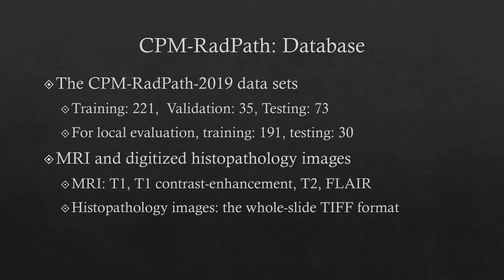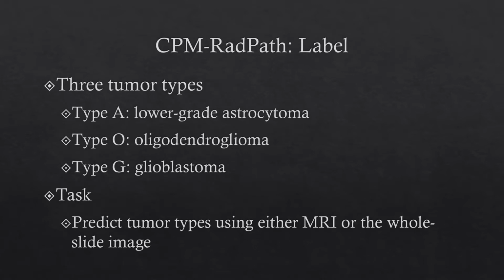The CPM-RadPath 2019 database consists of 221 certified and 73 subjects for training, validation, and testing stages respectively. For local evaluation, we select 191 datasets for training and 30 for testing. From each dataset, we have 3D whole brain MRI, including T1, T1C, T2, and FLAIR images, and a whole slide histopathology image. In addition, we also have a CSV file indicating the tumor. The primary aim of this challenge is to classify the subject into 3 tumor categories, type A, O, and G, using MRI and/or the whole slide imaging.